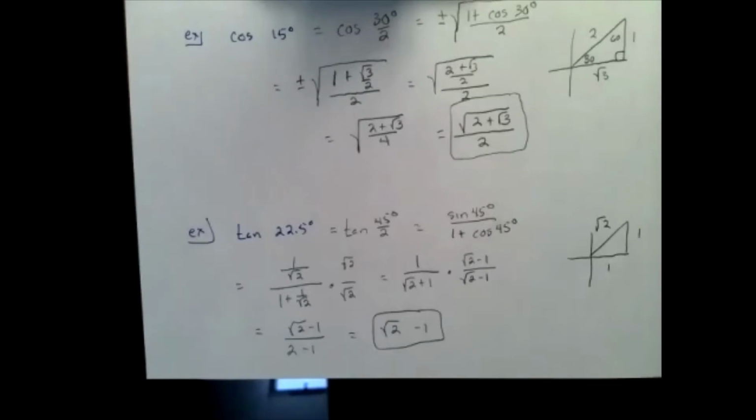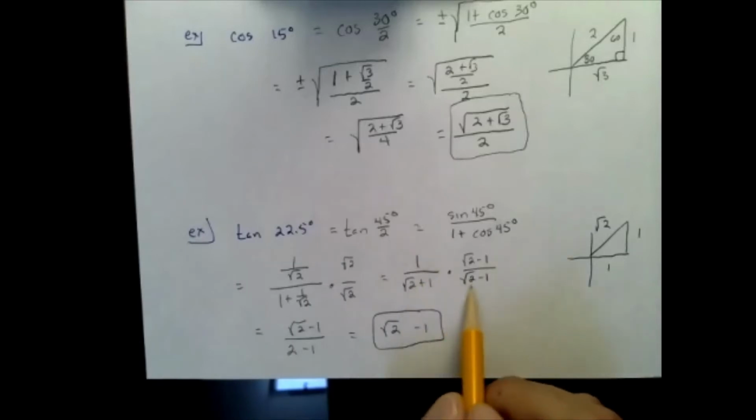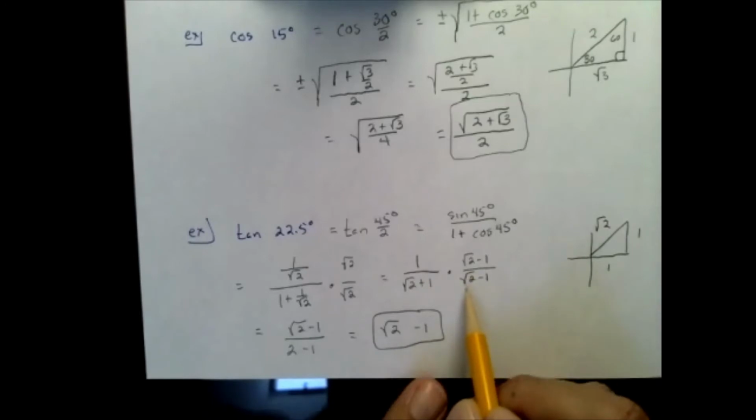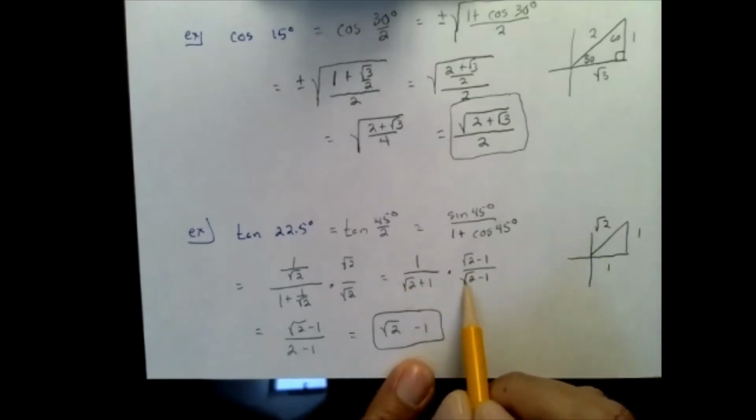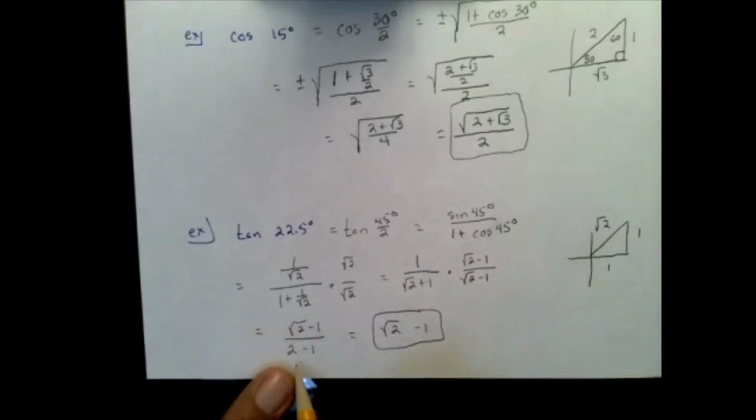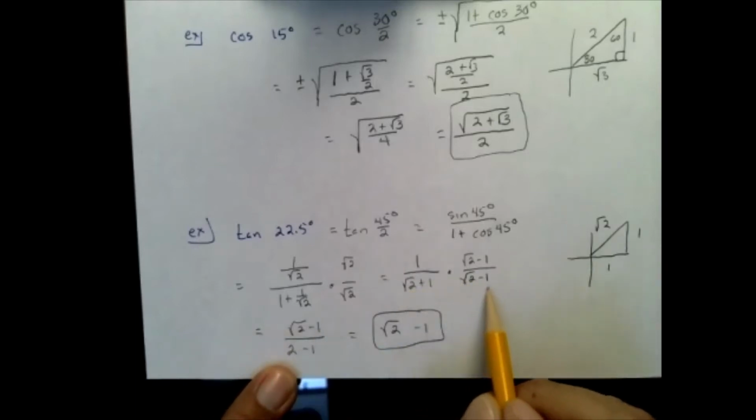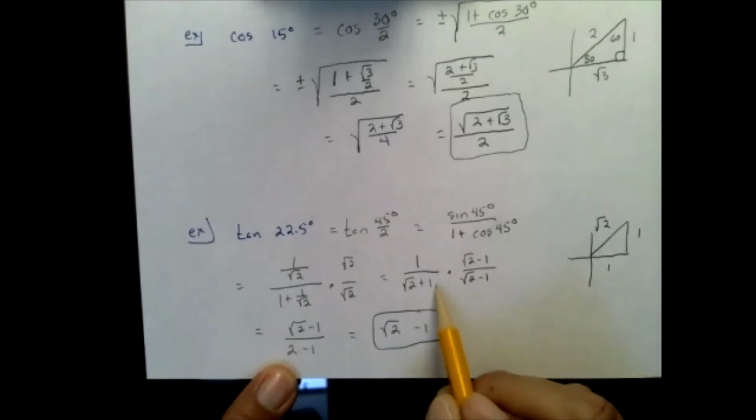Wait, I'm sorry. Why does that cancel out? The root 2 minus 1 over 2 minus 1? Okay, so I'm looking at just this denominator, multiplying by the conjugate. Square root of 2 times the square root of 2 gives me the square root of 4, which turns into just 2. If I do the outer, I get negative square root of 2. If I do inner, I get positive square root of 2.